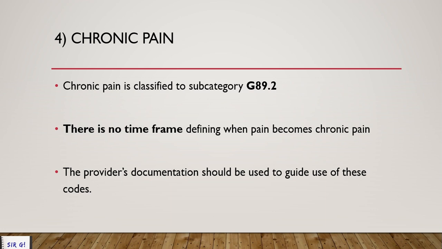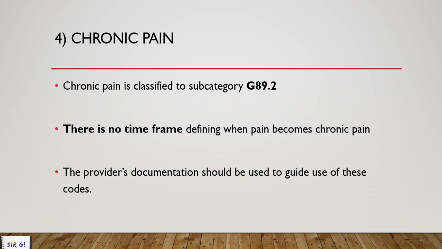Chronic pain. Chronic pain is classified to subcategory G89.2. Most of the time the provider would put in chronic pain only, and you don't know what the classified code should be. G89 is a subcategory, meaning you still need to code for the specific site. You need to go to greater detail in order to find the correct code under G89.2 in your book.